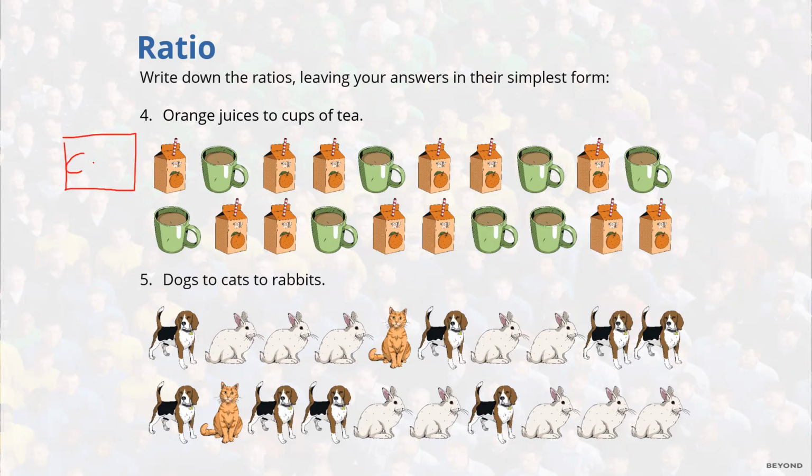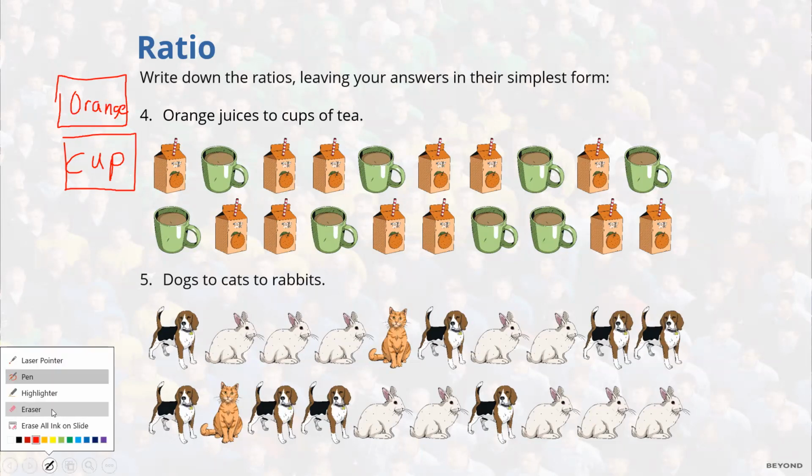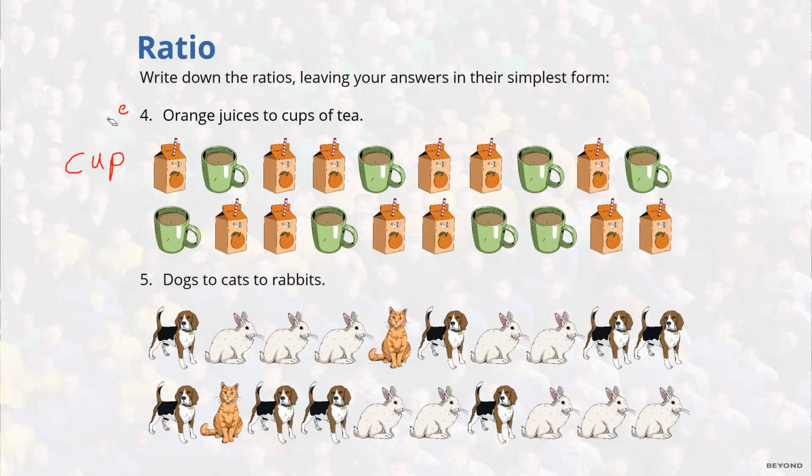Cup. Then for the orange juice, put orange. So you know exactly what you're talking about. I could have done that the whole time. Yes, I just said representation, man. That's all we want. Okay.